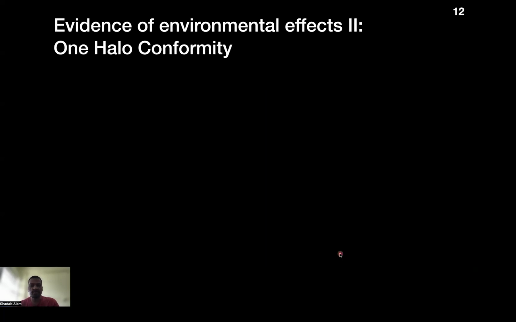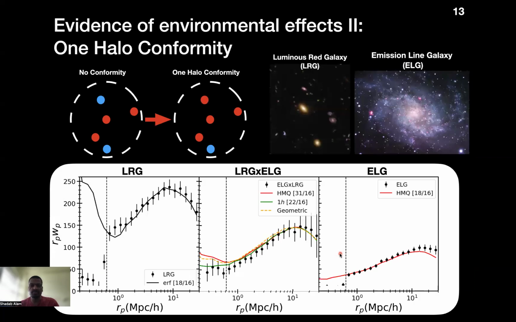Now, another example of how these galaxies care about more than just the host halo mass of the halo they are living in is what we call conformity. By conformity, particularly one-halo conformity, I mean that if there is a dark matter halo in which there are several galaxies, some red, some blue, will that matter for the fraction of blue galaxies in this halo? Will this care about what the central galaxy is, and hence the overall environment of this halo?